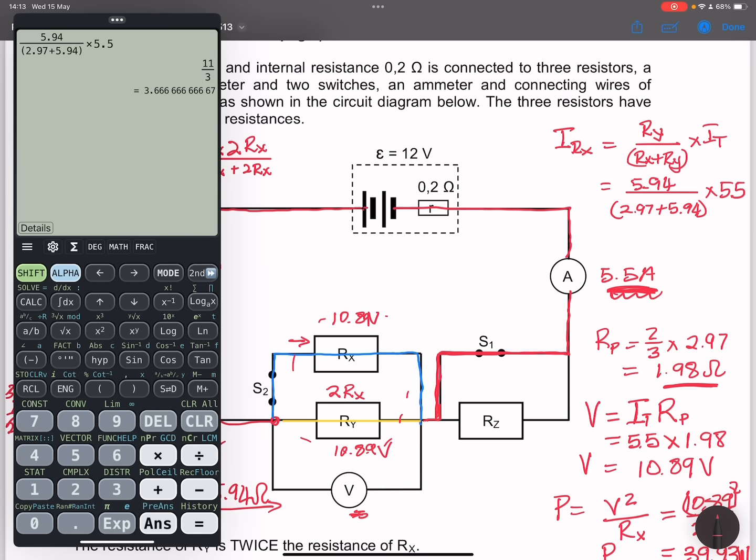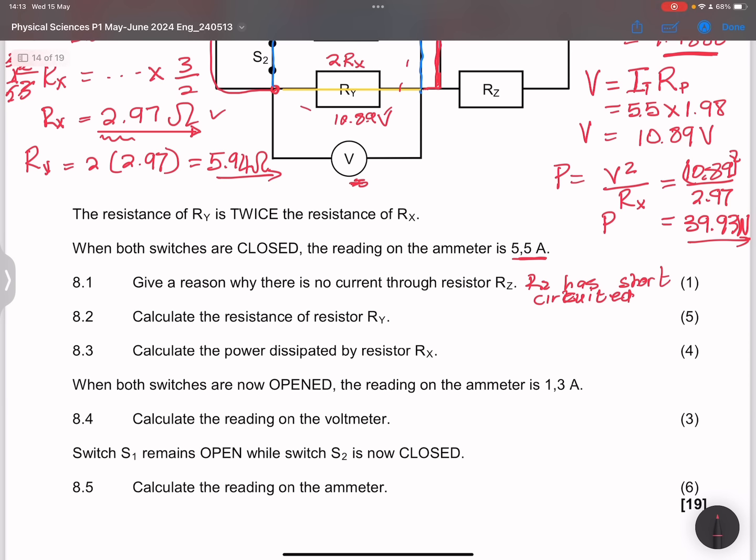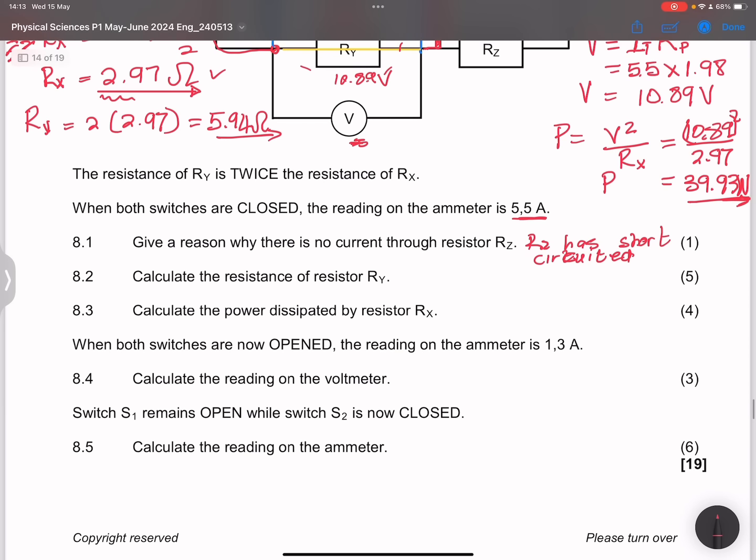But remember, to calculate power, you say I squared. So I'm going to square that value, multiplied by the resistance of Rx, which is 2.97, and there we have it. You get 39.93. Of course, there should be a little bit of a discrepancy there because of the rounding off, but essentially we should be able to get to the same answer. I hope that makes sense, ladies and gents. Many people complained about this question, and let's go to the next one.